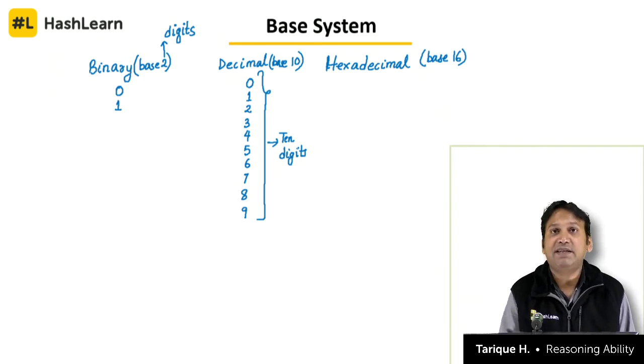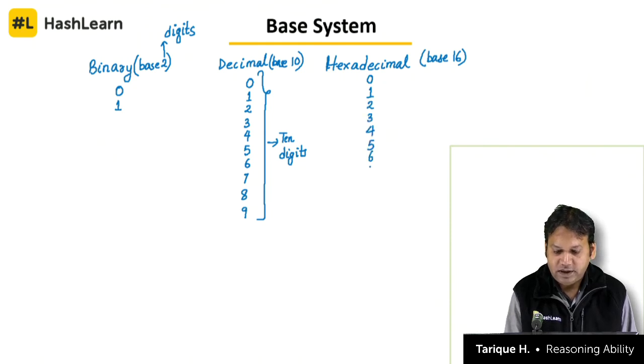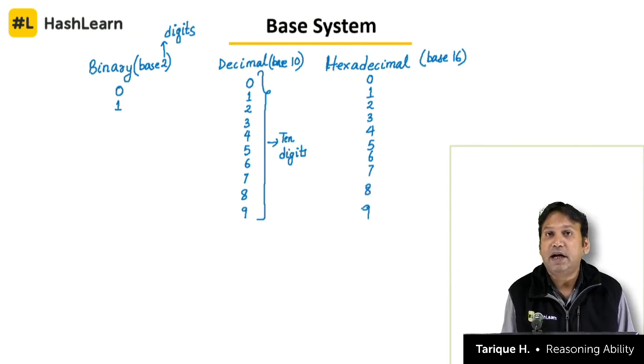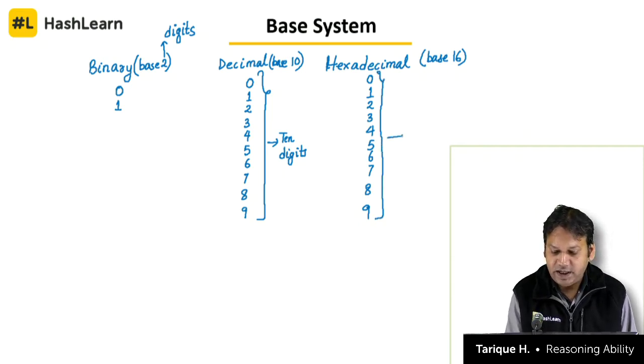Now in the hexadecimal system we have 16 digits. So what are the 16 digits? 0, 1, 2, 3, 4, 5, 6, 7, 8 and 9. These are the 10 digits that we also have in the decimal base system. So what about the 11th digit? See, these are 10 digits, we know them, right? We know that these are the 10 digits of the decimal base system.